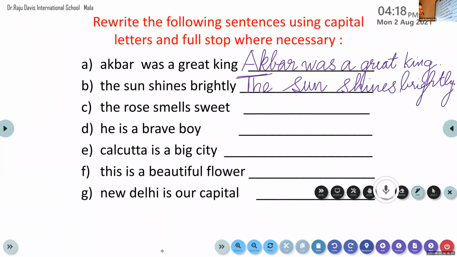So I hope you have understood the usage. In today's session, we have learned the important facts about a sentence, so we know how to write a sentence.